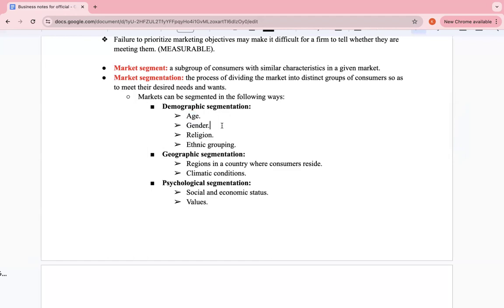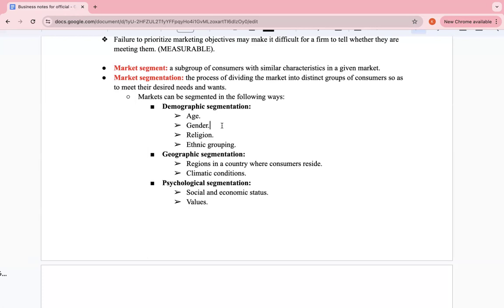You have religion as well, you have ethnic grouping, then you have geographic segmentation, so regions in a country where consumers reside. So basically maybe you have a country with lots of flooding, so you have this tool that you can apply to houses when flooding takes place. This is geographic segmentation, because you only aim at houses that are in this geography. So they're segmenting towards the market of that area. And climatic conditions, like I previously mentioned. So maybe also droughts. Then psychological segmentation: social and economic status, and values.